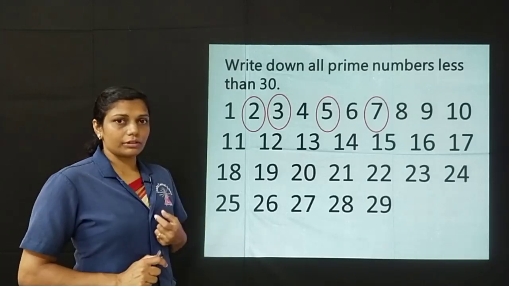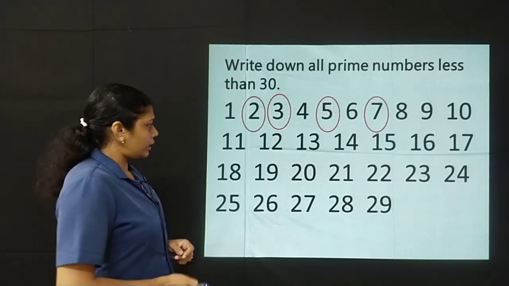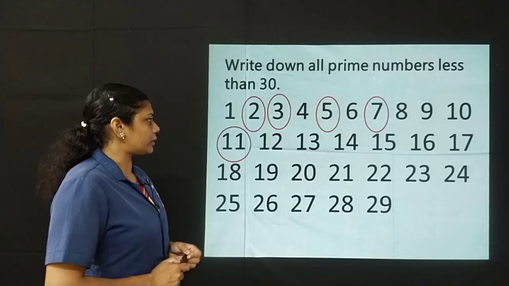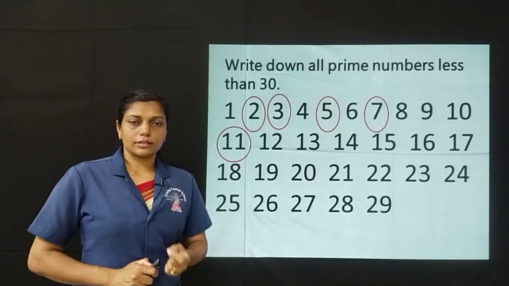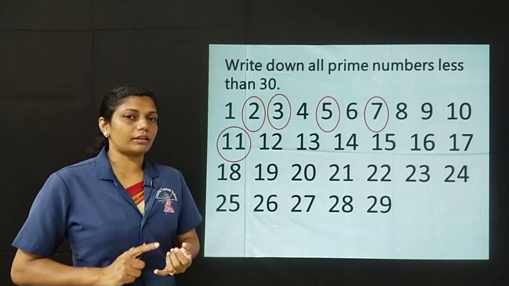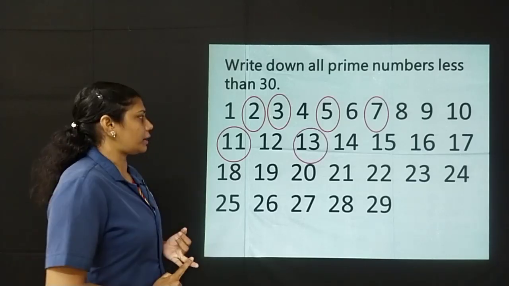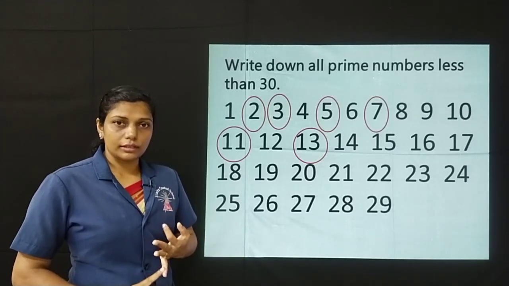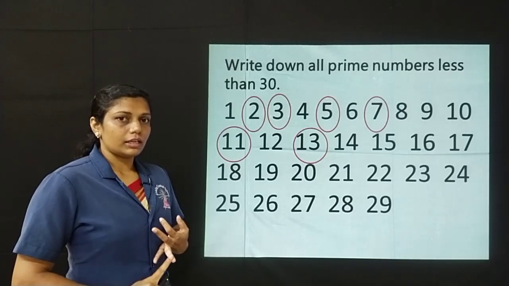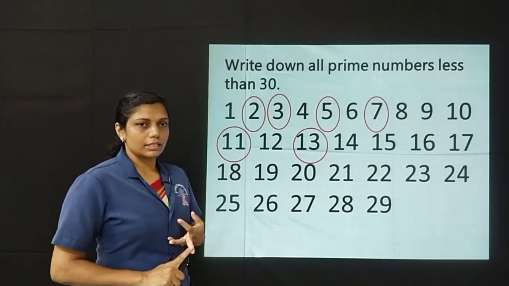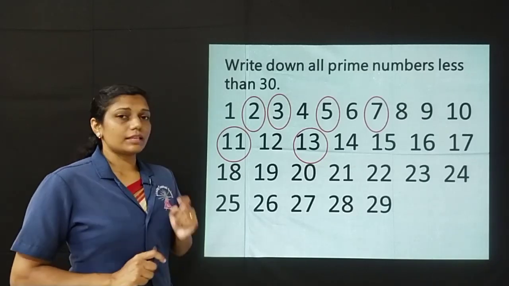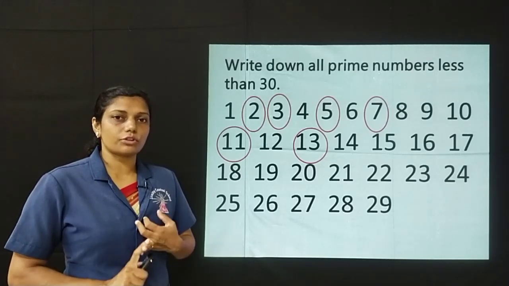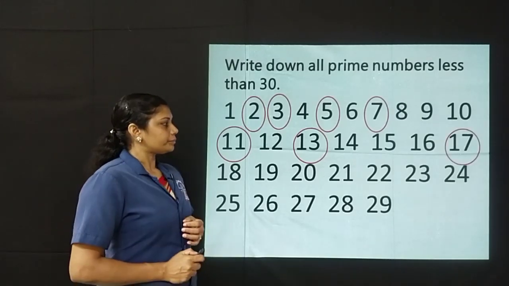Coming to 11, yes, 11 is a prime number, let us circle it. 12 is even, so it cannot be a prime number. 13, yes, 13 is not divisible by any other number other than 1 and 13, it has to be a prime number. 14, not a prime number. 15 is divisible by 3, 5, so it cannot be a prime number. 16 is an even number, cannot be a prime number. 17 is a prime number, other than 1 and 17 it is not divisible by any other number.